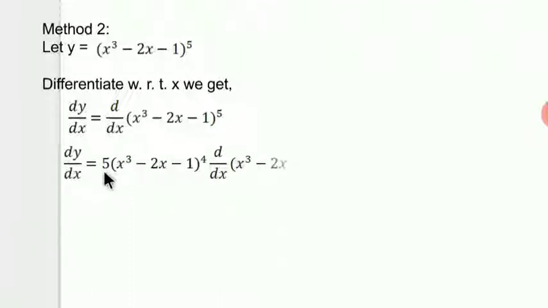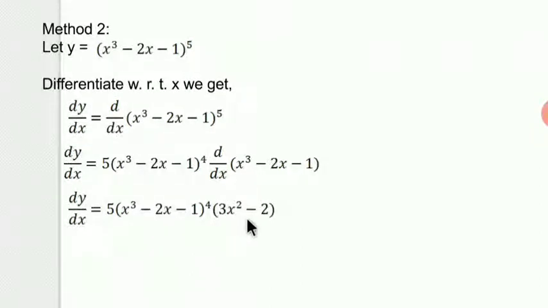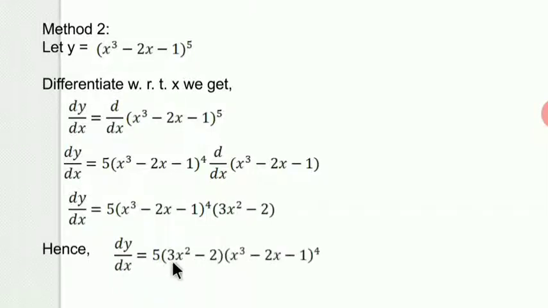So it is equal to 5 into (x cube minus 2x minus 1) bracket raised to 4 into the derivative of x cube minus 2x minus 1, which is 3x square minus 2. Hence we get dy by dx is equal to 5 into 3x square minus 2 into (x cube minus 2x minus 1) bracket raised to 4. This is our required derivative for the given function. We observe that in both methods the answer is the same. So to solve such type of example, we can apply any one of the methods. Now in the next examples, I use the second method to solve the problem.